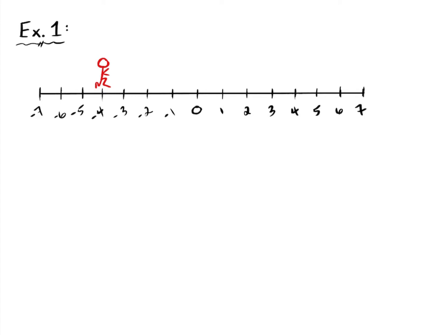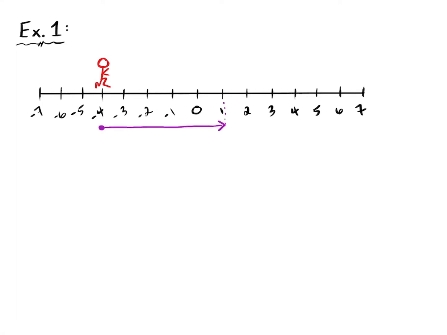All right, so let's look at an example. Here we have a number line, and I've just filled the numbers in randomly, and I've placed this red runner at the -4 tick mark. What we're going to do is observe the motions that this runner takes, and we'll try and differentiate between their total distance and total displacement.